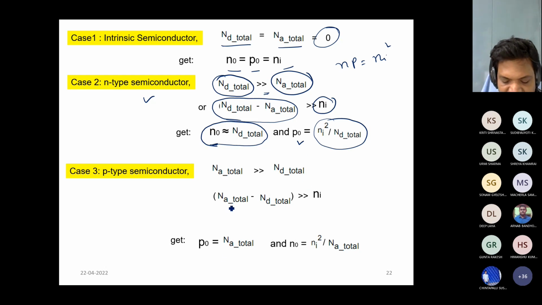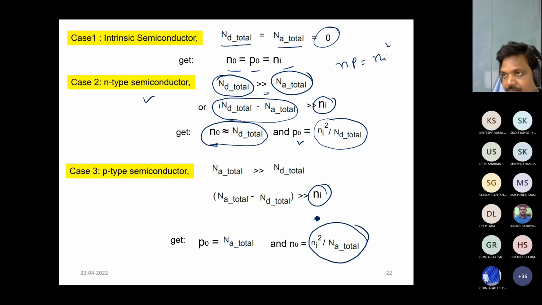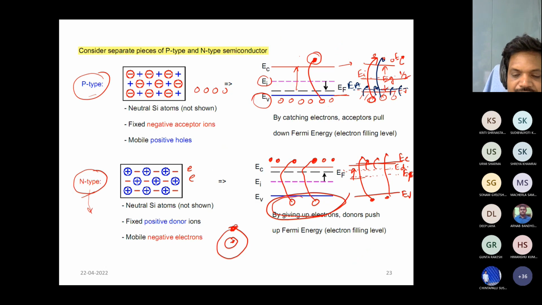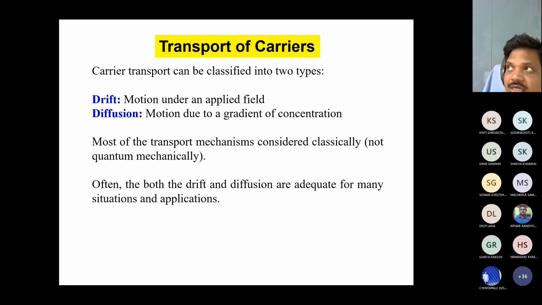Similarly, for acceptor type atoms or the p-type semiconductor, if the acceptor atoms are much more as compared to the intrinsic concentration, then the electron concentration will be reduced by this factor Ni square by Na. Okay, this is obtained as per the mass action law.